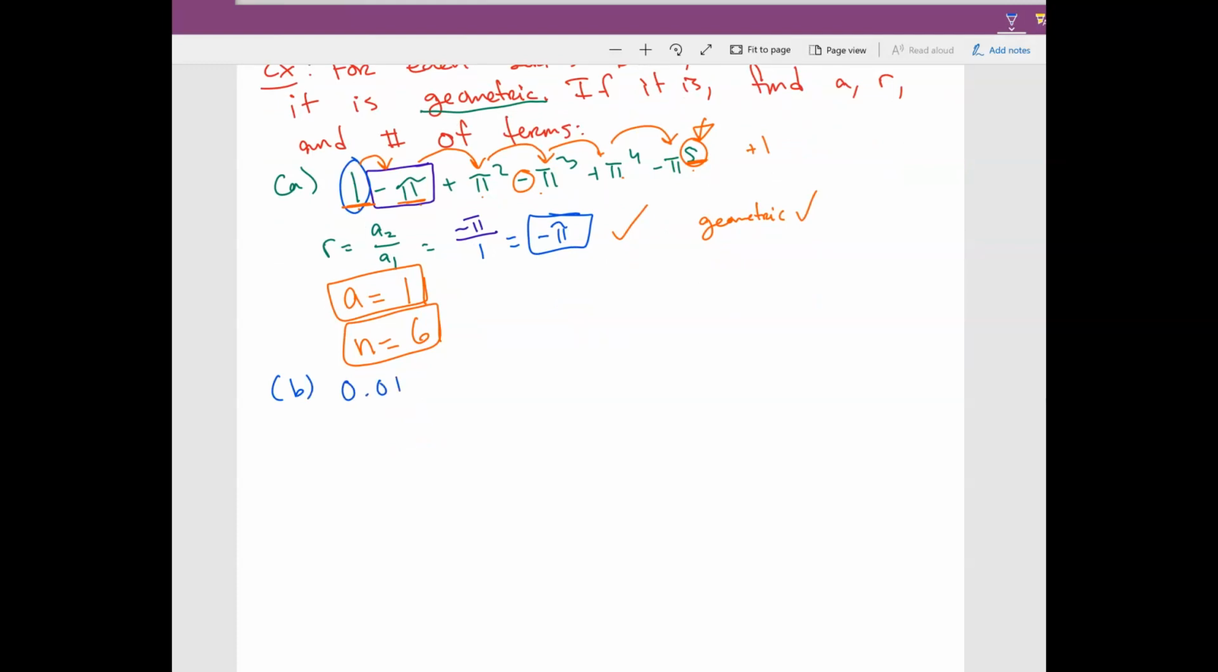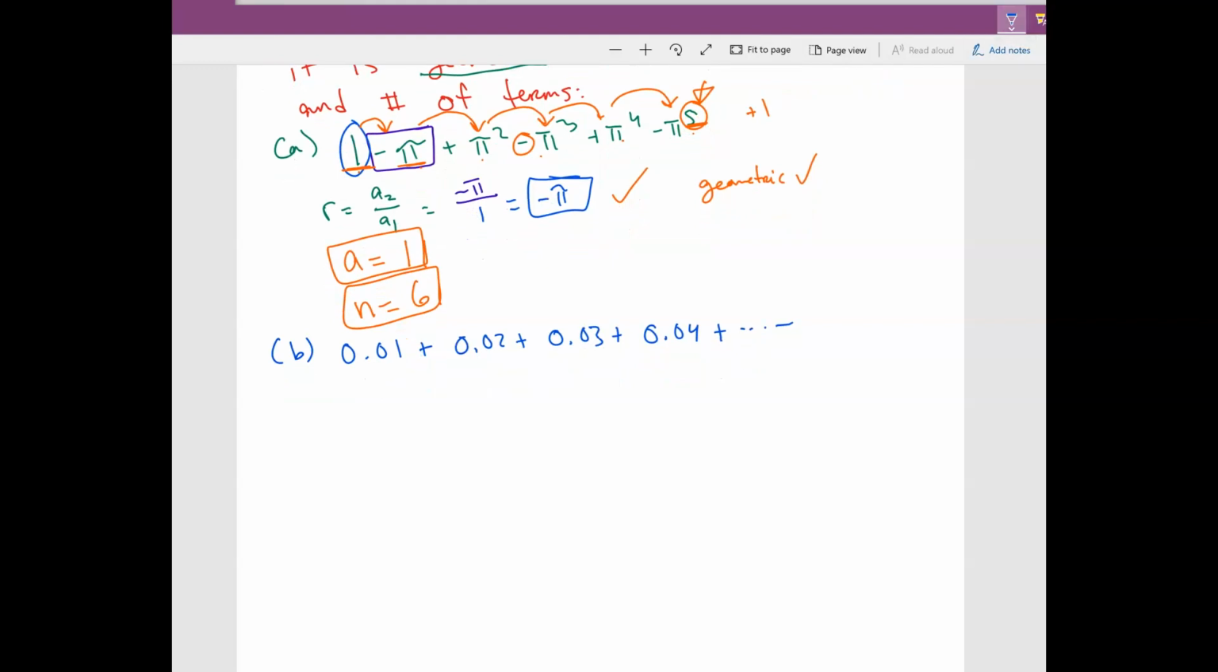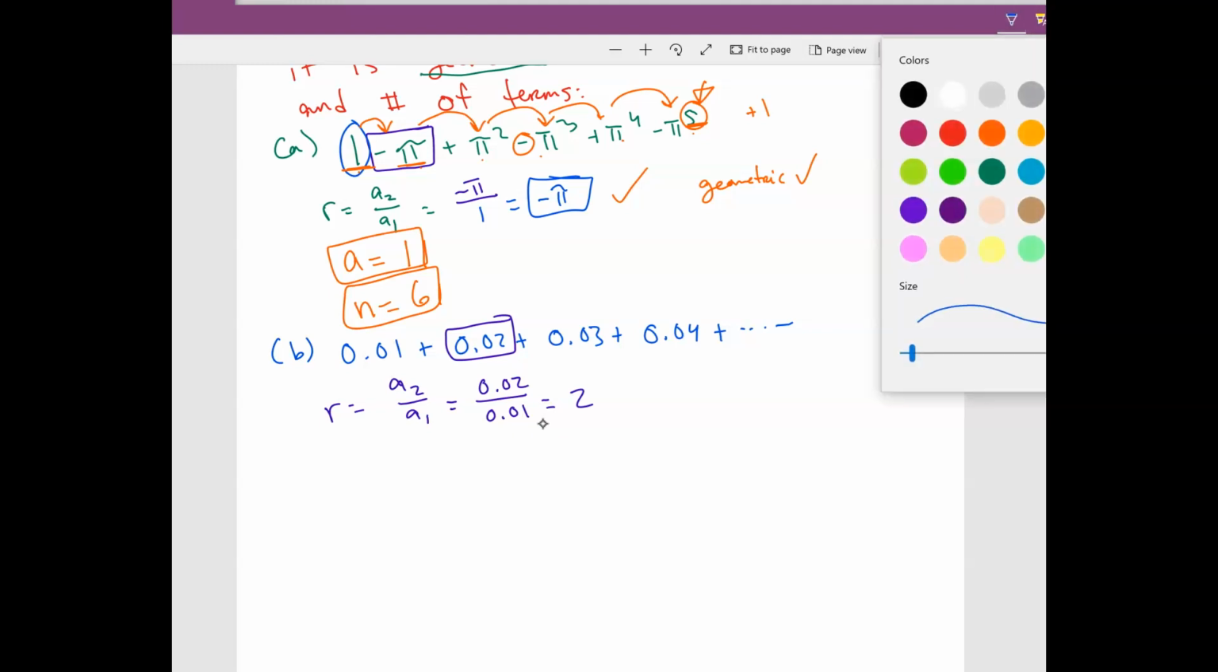So let's say we have 0.01 plus 0.02 plus 0.03 plus 0.04. The first thing you want to do is figure out the common ratio. So let's take R equal to A2 over A1. A2 in this case is just going to be a positive 0.02, and A1 is 0.01. Writing this gives me 2. So that means if I multiply each term by 2, I should get a geometric series.